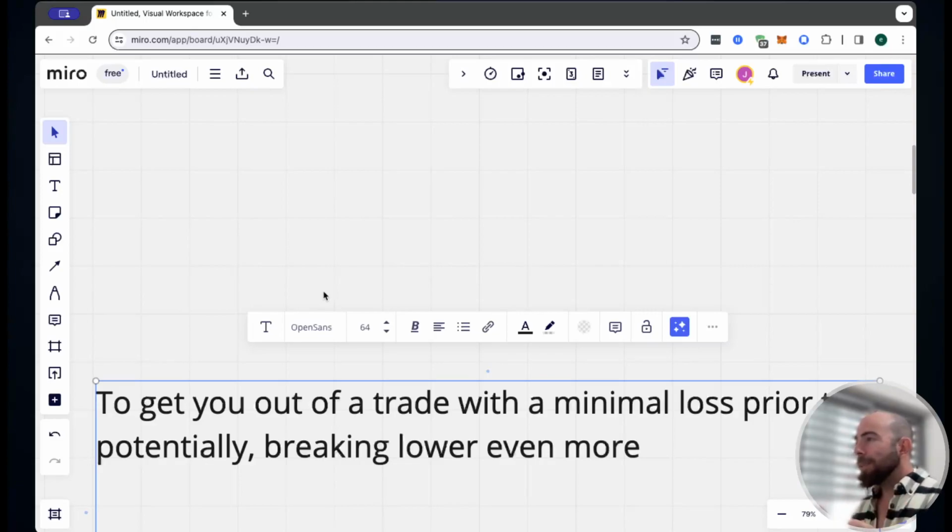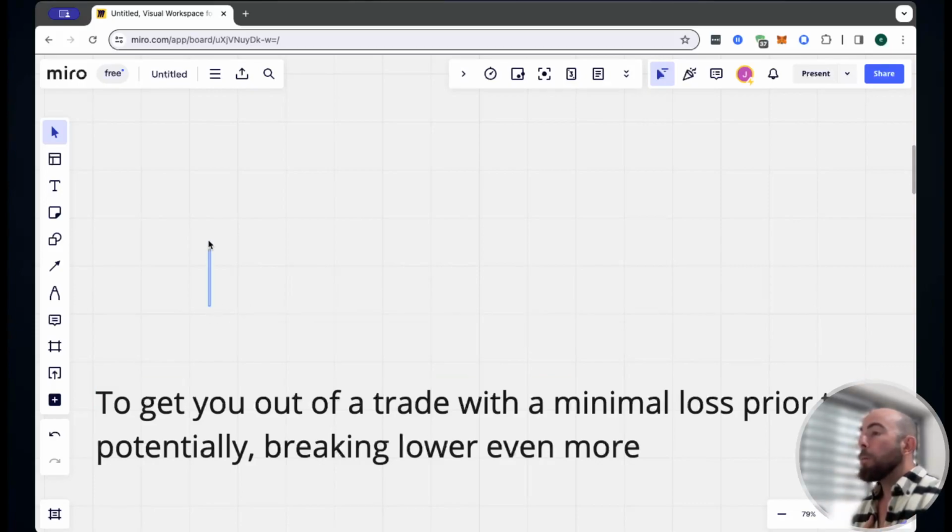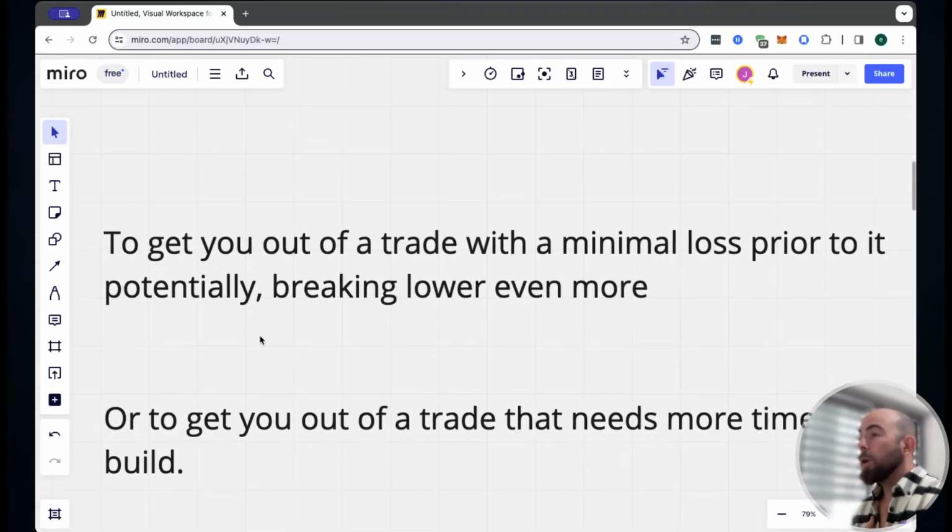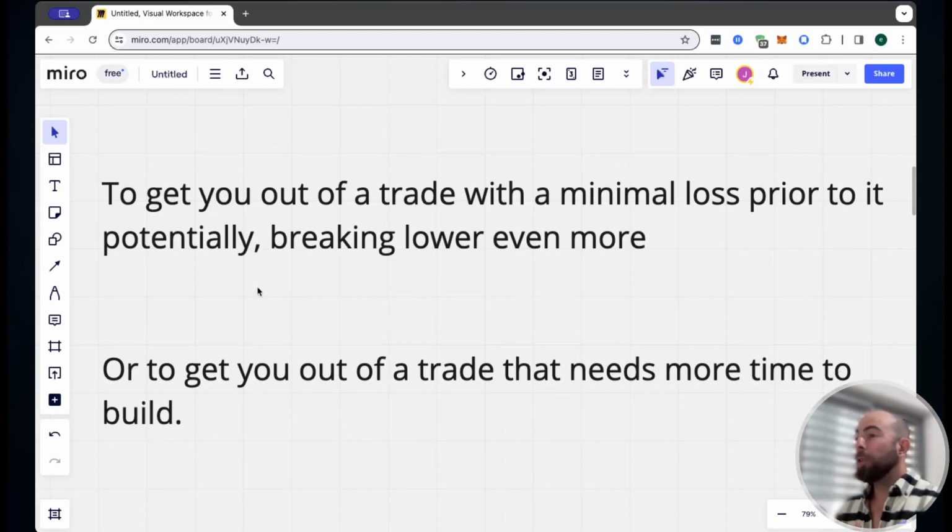So this is the purpose, right, of a stop loss, to get you out with a minimal loss prior to potentially, because you don't know, all right, breaking lower even more, right? Very important concepts. Or perhaps to get you out of a trade that needs some more time to build. Sometimes it happens quite often, all right? You get a small breakout of a pivot, of a base, whatever, and then it fails back down, kind of a fake out as we call it, right? And it just needs more time to build until it breaks out.